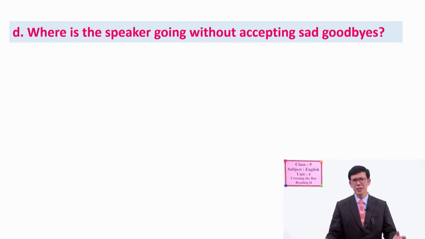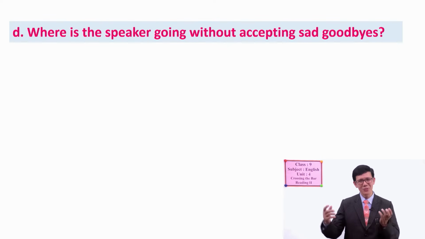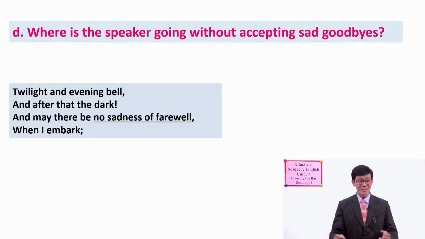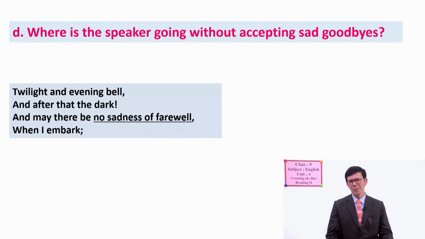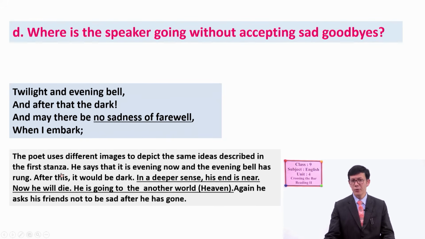Number D: where is the speaker going without accepting sad goodbyes? So where is the speaker going? Is he going to his home? Yes, might be his original home, right? So you can just guess, dear students. You can see there, this stanza again, twilight and evening bell, the first stanza. And from here you can simply guess. You can just find over there: after this, it would be dark, and in a deeper sense, his end is near.